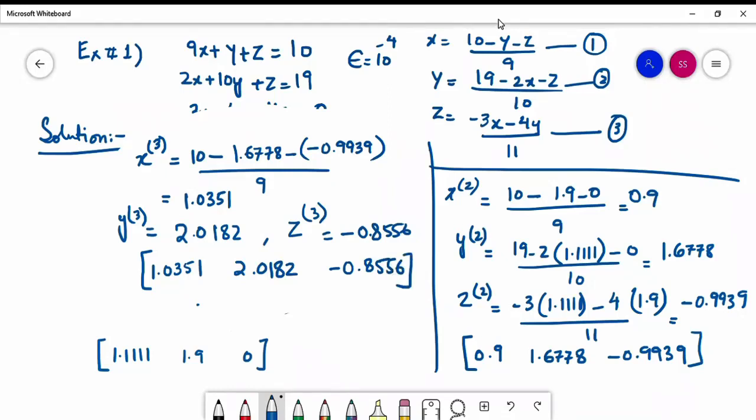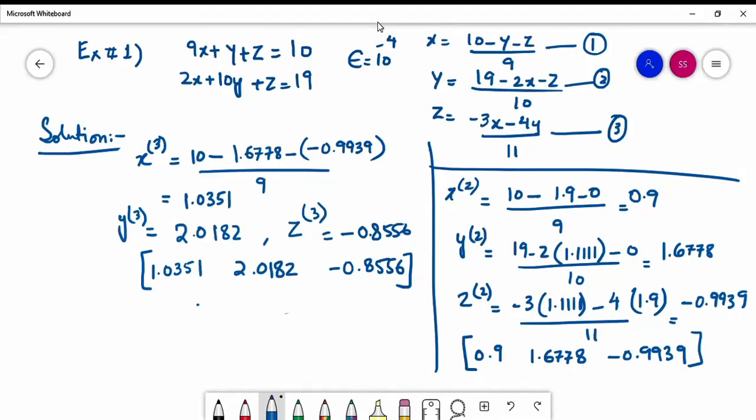So you continue this process. You can write it in the form of a table, and you continue this process until, within 2 consecutive iterations, the values of x, y, z start to appear repeating themselves within that tolerance. So up to 4 decimal places, your XYZ solution set should be accurate, or precise, with each other.